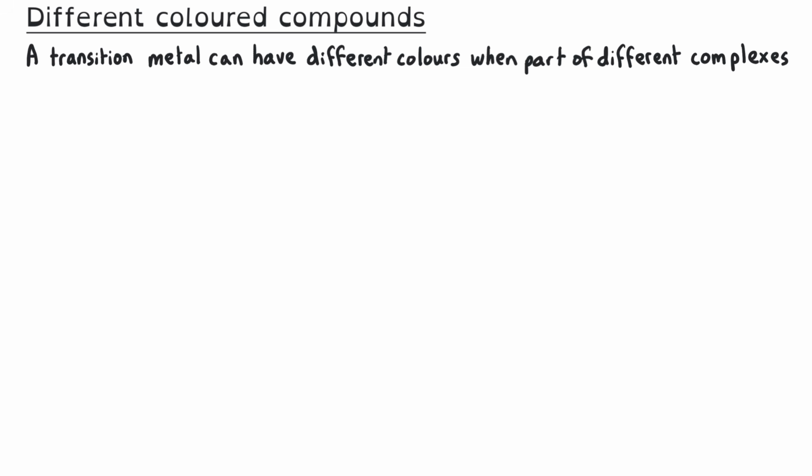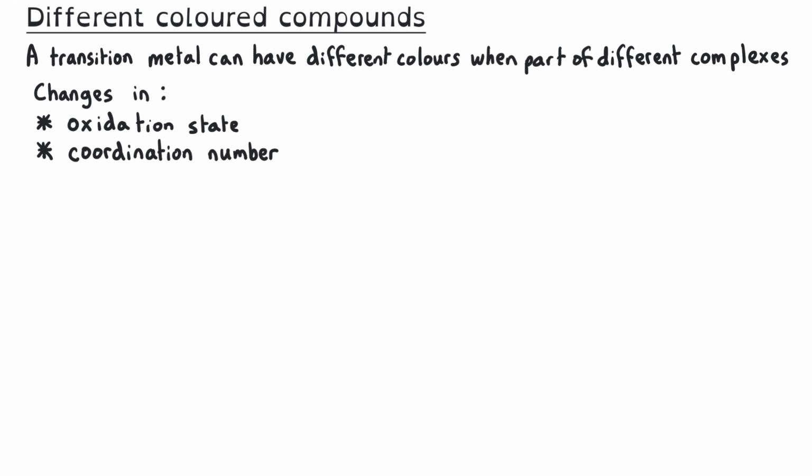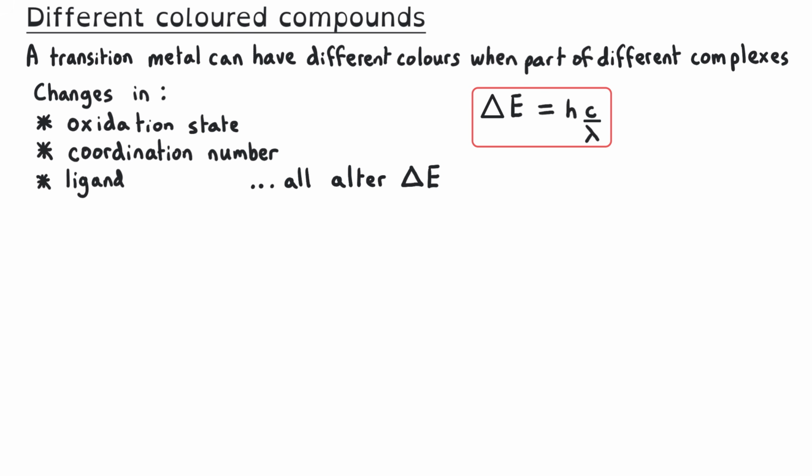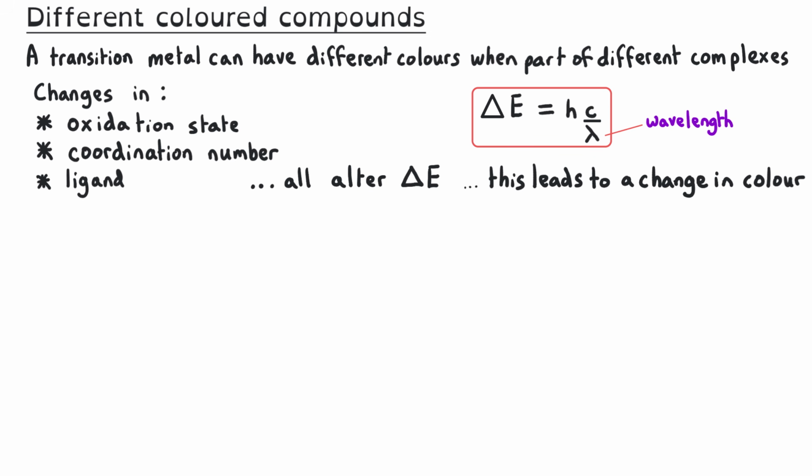Different transition metal compounds have different colours because the energy difference, delta E, varies between metals. But even complexes of the same transition metal can appear different colours, and this is due to a number of factors, such as changes in oxidation state, or coordination number, or changes to the ligand. All three of these will alter this energy difference, and since delta E equals hc over lambda, this will affect the wavelength of light absorbed, and this will lead to a change in the colour observed.